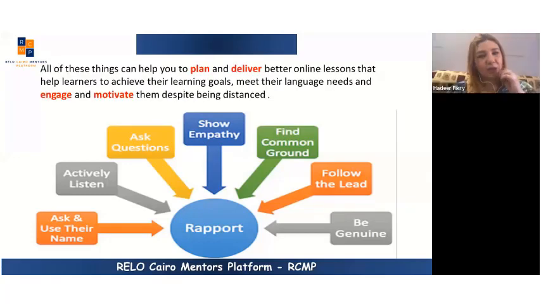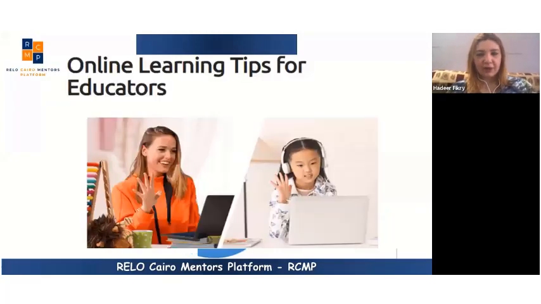Okay, so to wrap up, these points will help you to plan and deliver a lesson that can engage and motivate your learners the best way ever. You mentioned, guys, before that we have some online teachers here already. Can you share some tips for the online teachers or educators?